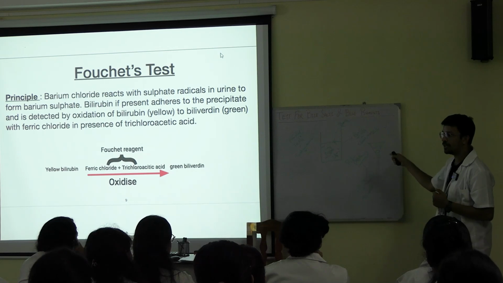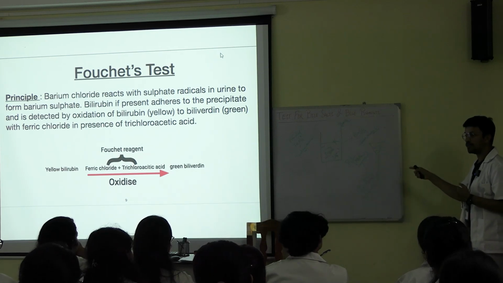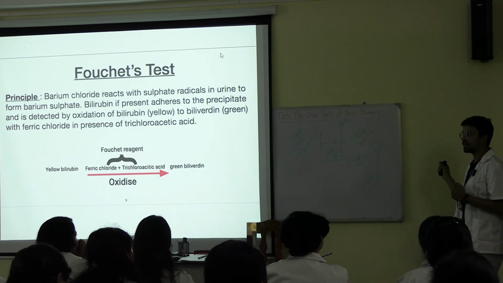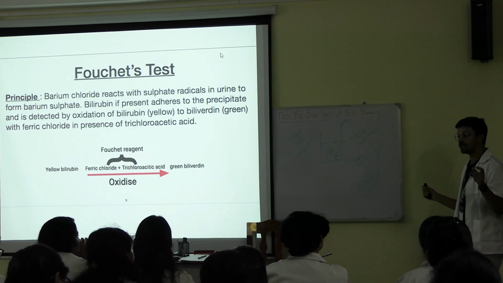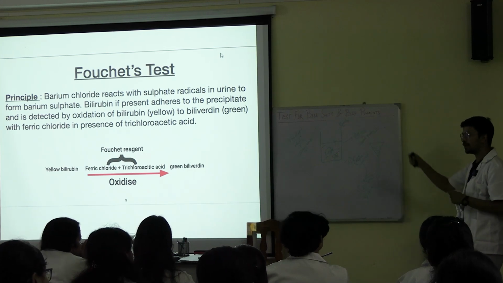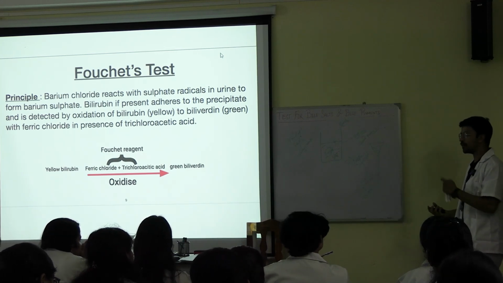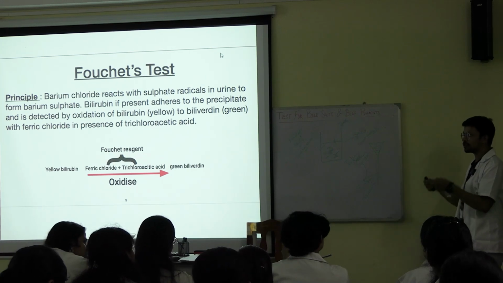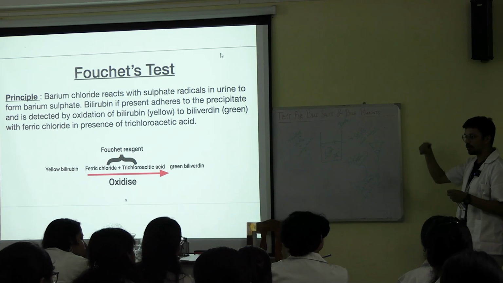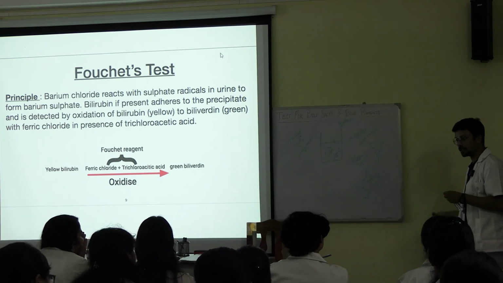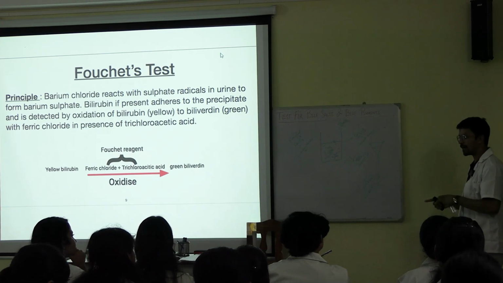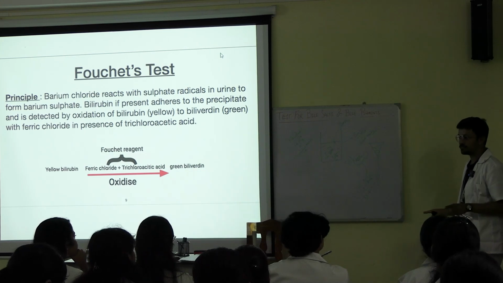First we are adding barium chloride which is reacting with the sulfate particles of the urine. It's forming barium sulfate. Then we are adding glacial acetic acid, and along with the barium sulfate, the bilirubin particles are precipitating. Then we are filtering it out. On the filter paper the precipitate will be there and the clear fluid goes down. We are taking out the supernatant which is yellow in color. We are adding 1 drop of Fouchet reagent into it and it is changing the color into green. If the color change is happening, that means the bilirubin is getting oxidized into biliverdin. That means bilirubin is present. And if the color change is not happening, that means there is no bilirubin. Fine.